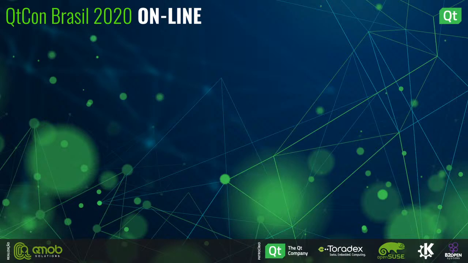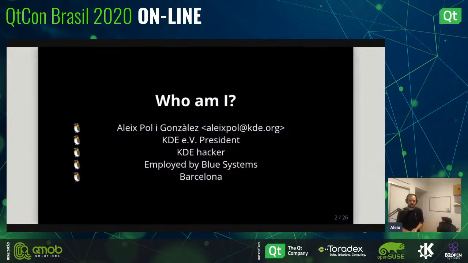I know that Sandro already introduced me, but I am going to do it again anyway. My name is Aleix Pol. I am from Barcelona. I am the KDE president right now, and I've been developing KDE software and, basically, Qt software for over the last 10 years, a bit more. I am employed by BlueSystems doing KDE software, and right now, part of my involvement in BlueSystems is to improve our experience on Wayland.